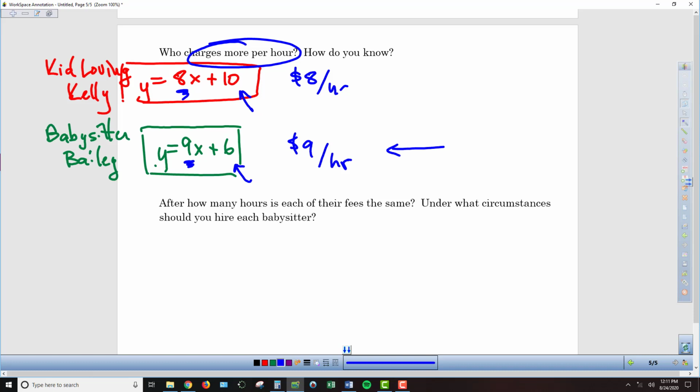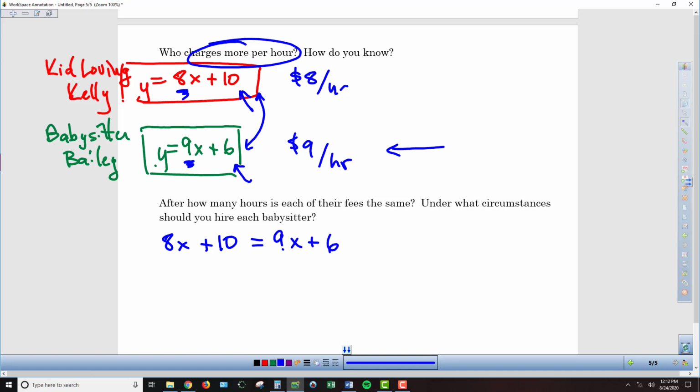So the way that we can figure out for how many hours their fees are the same, basically remember that y is that variable that is telling us how much they charge. So if we want the y's to be the same, then we can use a substitution approach, and we'll talk about this more soon, but we can set these two parts of the equation equal to each other. We want 8x plus 10, Kelly's fee structure, to equal 9x plus 6, babysitter Bailey's. And so now this is the equation that we want to solve.